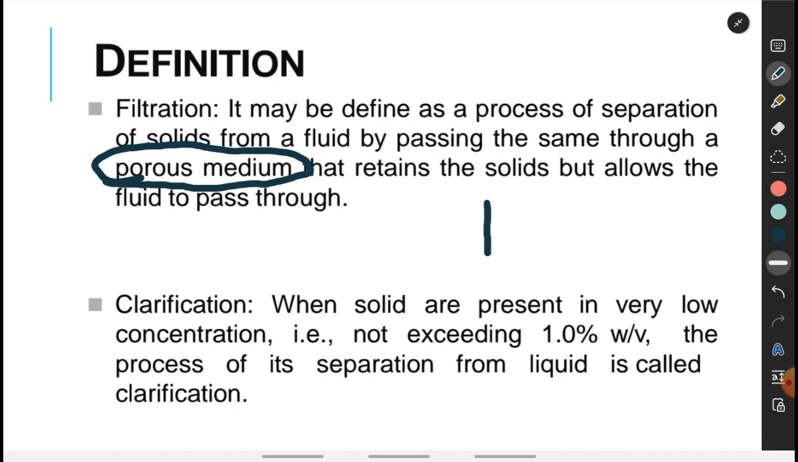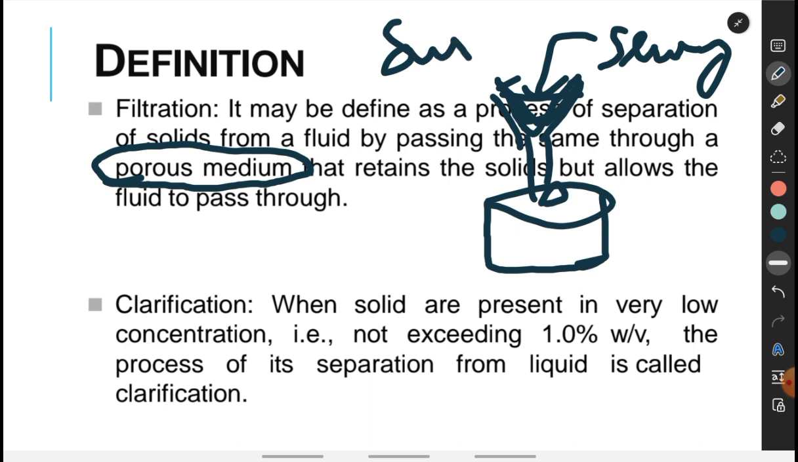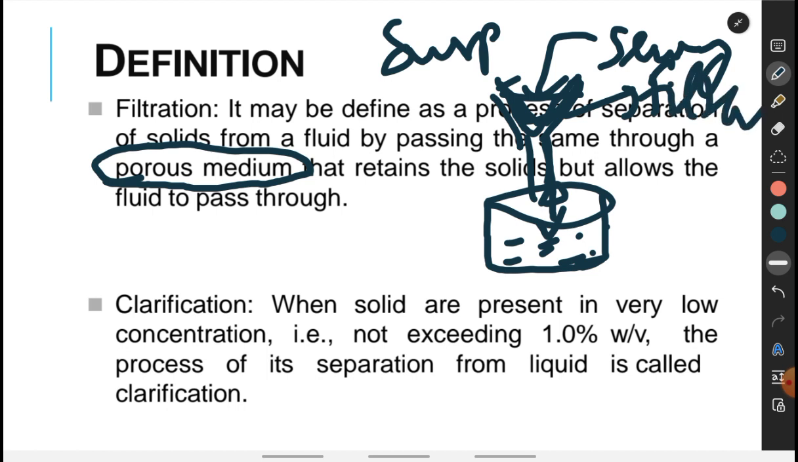Like everyone has seen this funnel. Here we place the filter paper. It is the porous medium by which the filtration takes place. So we take the filter paper, place it on the funnel, then the feed is inlet, whatever the slurry or suspension there can be. We put that in the funnel. Then you can see that the liquid is allowed to pass. That liquid comes from the base of the funnel into the beaker, and the solid, called the filter cake, remains on the filter media, or you can say filter paper.